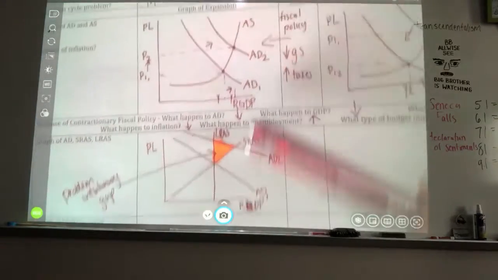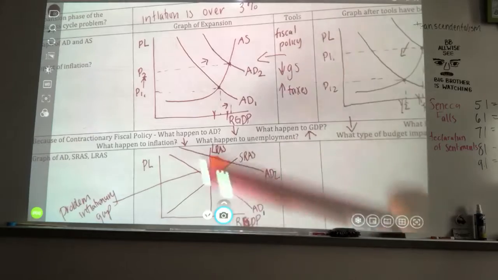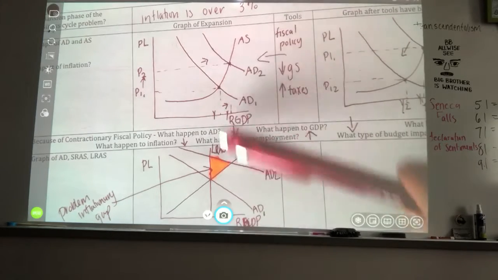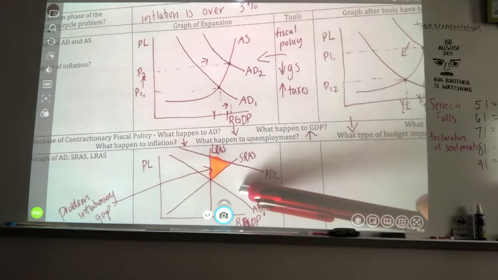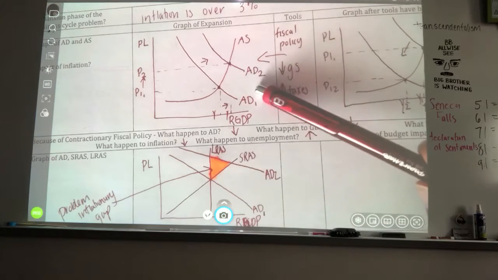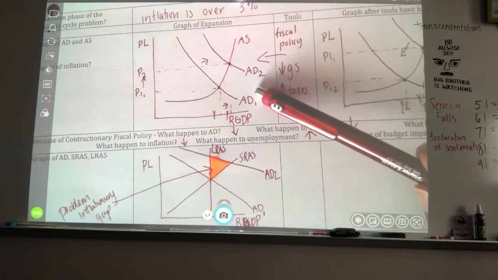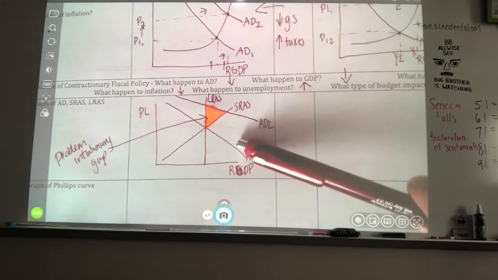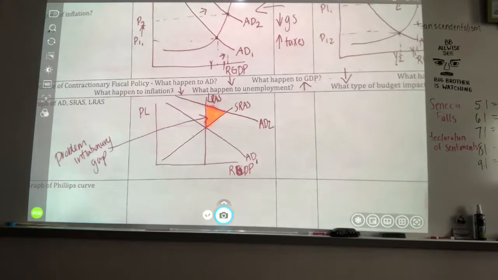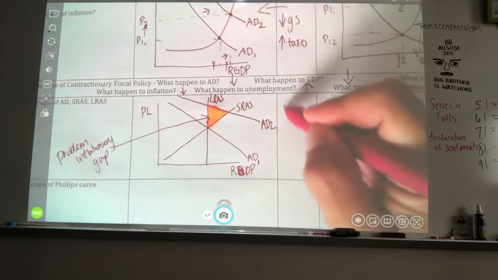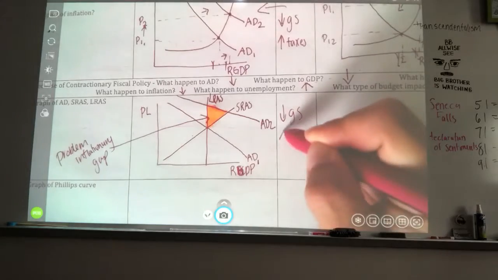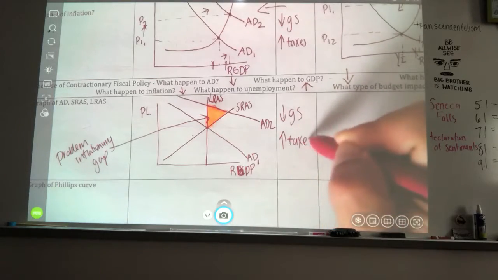Is this graph basically the same thing as this graph? Do they both show inflation? Yes. But sometimes they're gonna ask you just to do it with the aggregate demand, aggregate supply. But if they ask you to do it with long run, here it is, but they're the same exact things.